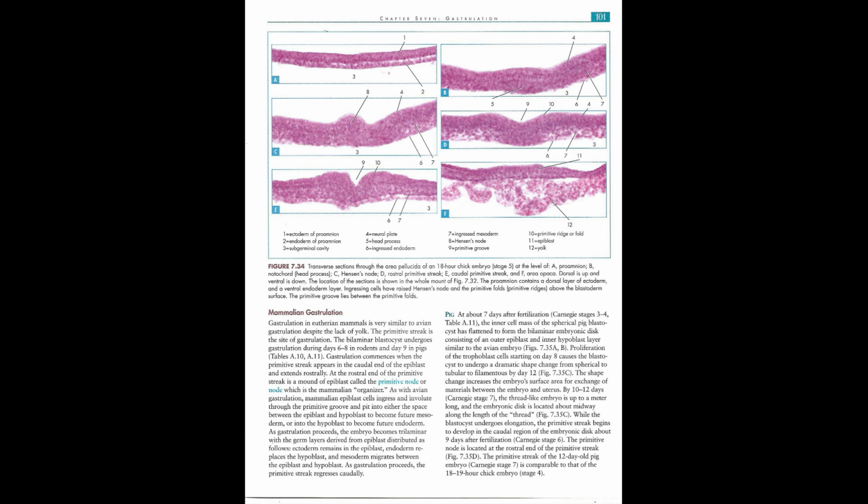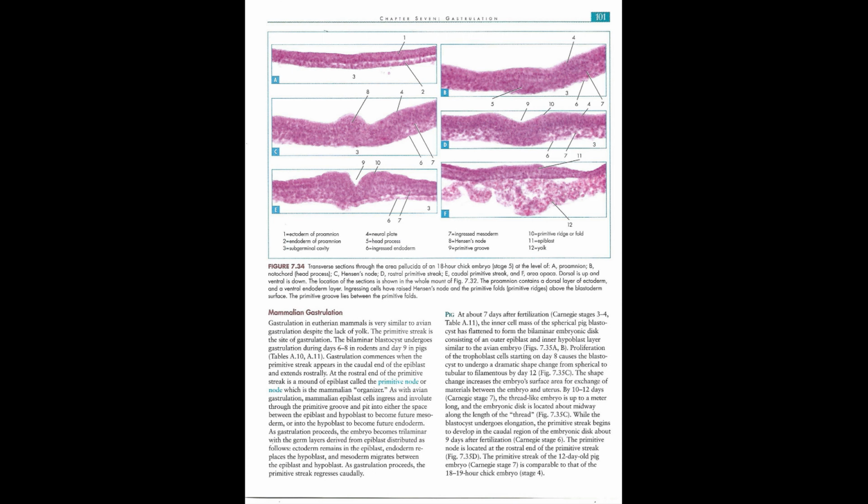The shape change increases the embryo's surface area for exchange of materials between the embryo and uterus. By 10 to 12 days, Carnegie stage 7, the thread-like embryo is up to a meter long, and the embryonic disc is located about midway along the length of the thread, Fig 7.35c.